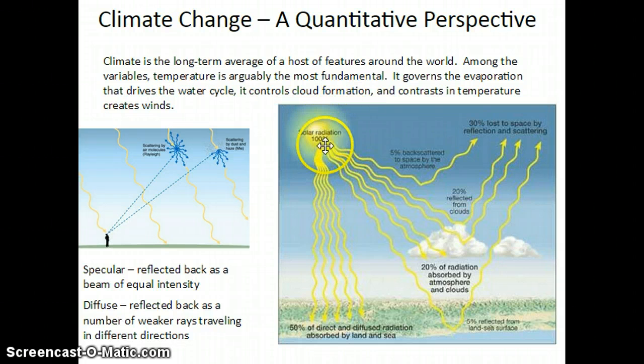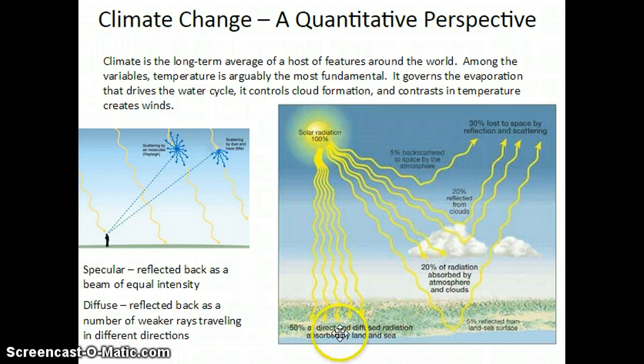The sun is what's driving surface processes. So the sun has this radiation, and that sunlight that enters our atmosphere, some of it immediately gets backscattered, right? 5% is lost to space, as we see here. There's 30% that's lost to space by reflection and scattering as well. So we've got this total 30% net loss right off the top. And most of that is just kind of re-radiated back.